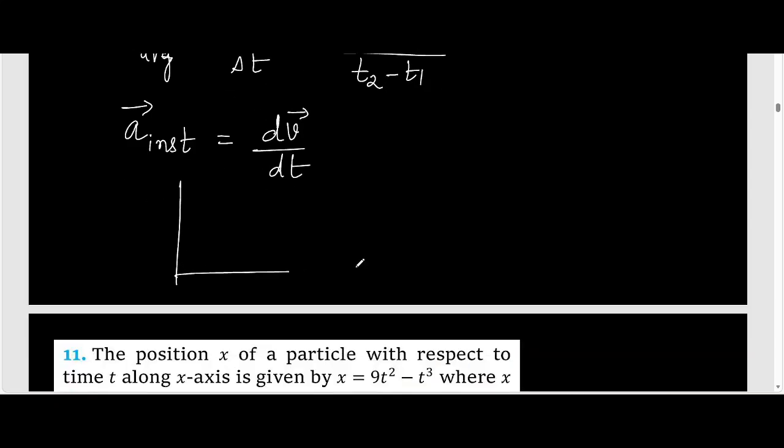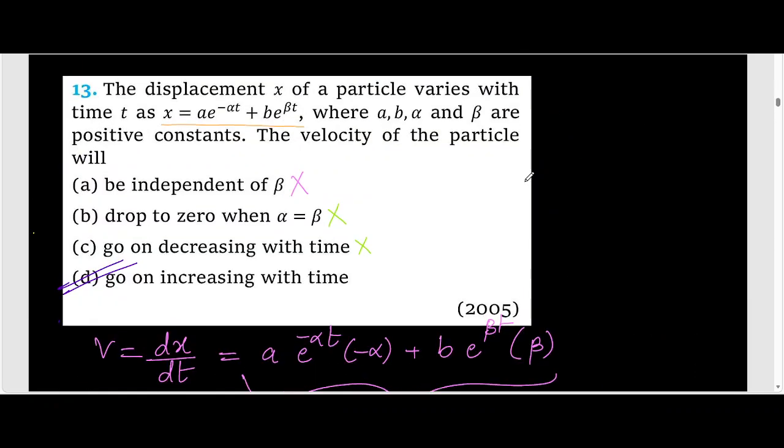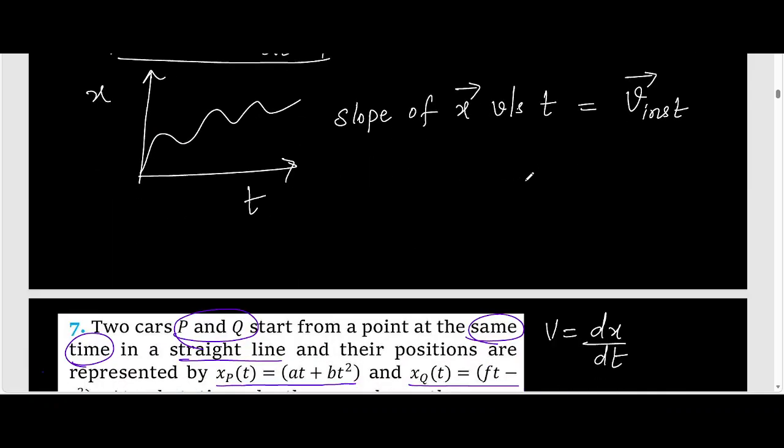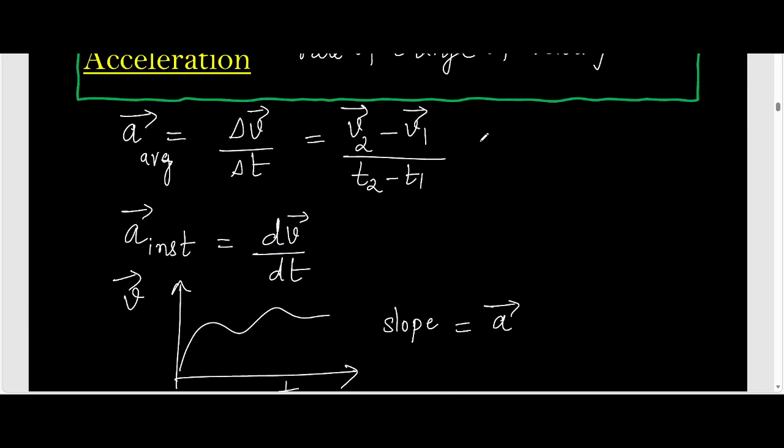Now if I take the graph between velocity and time, some graph like this, what does the slope of this graph represent? It represents acceleration. Got my point? There we took the graph of displacement versus time, and from displacement versus time we got velocity. Similarly, if you take velocity versus time, slope will give you acceleration. So remember these two formulas, formula number 1 and formula number 2.